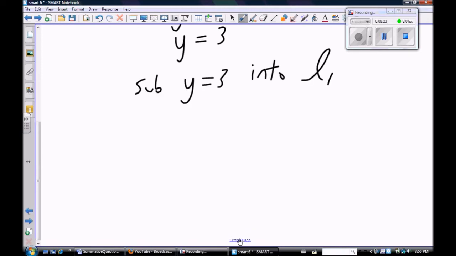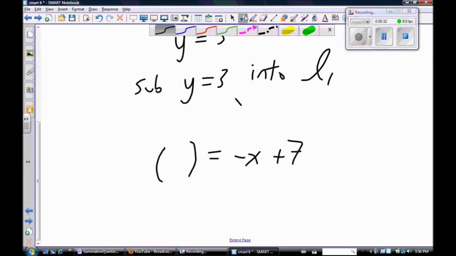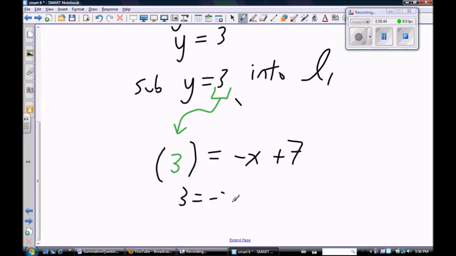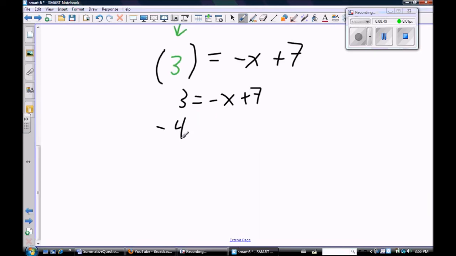And that'll help me find x. So again, line 1 said y equals -x plus 7. And now I know the value of y is 3. So I do the substitution. So 3 equals -x plus 7. So -4 equals -x. So x equals 4. And just like that, I know the coordinates of Q are (4, 3).